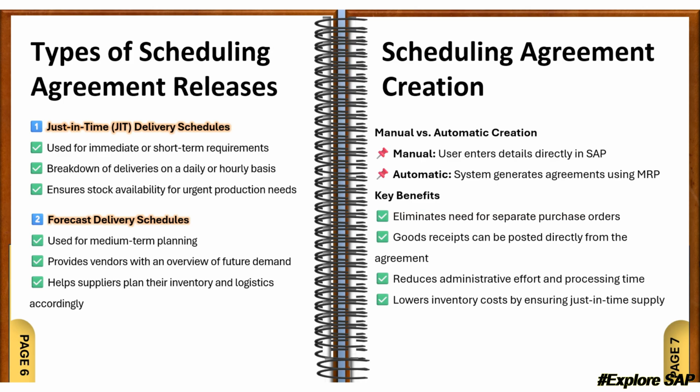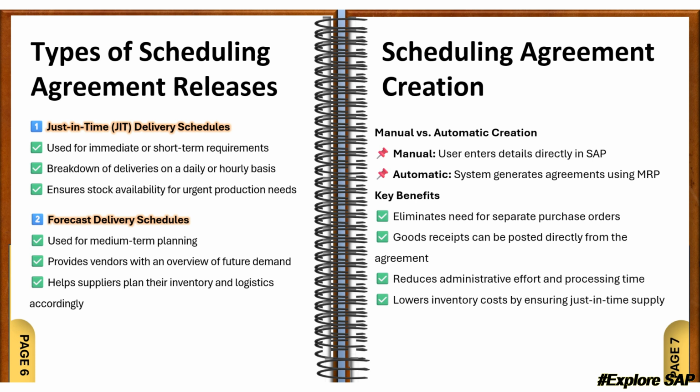So, just-in-time schedules focus on immediate needs and frequent deliveries, while forecast schedules help with long-term planning and supplier coordination. Choosing the right type depends on your business requirements and supply chain strategy.